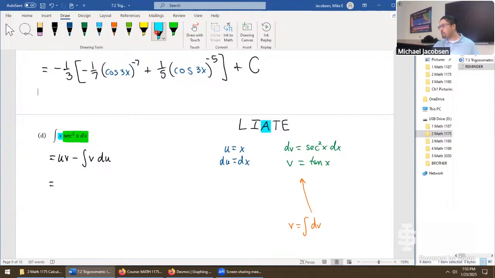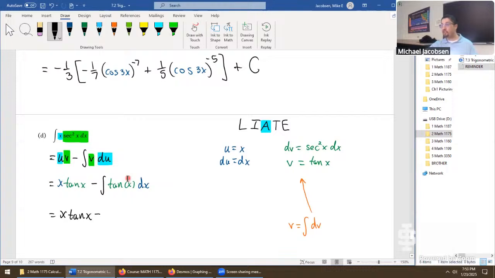So for u, showing up here, v and du, we've got x times tangent x, subtract the integral of tangent x. For du, we just throw in a dx, which gives us the full information for the antiderivative here. Here's where we need to dig a little bit deeper. This becomes x tangent x. And I totally understand if you forgot the antiderivative of tangent x right here.